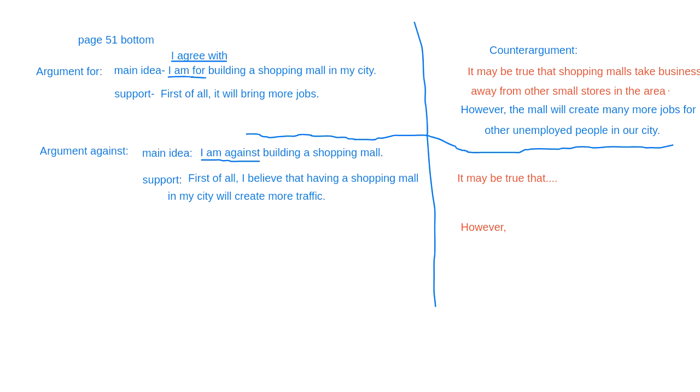It may be true that building a shopping mall could improve economics. However, it will create more traffic. Hey, I like that. And I'm going to use here the modal could, may, or might. So it may be true that a shopping mall could improve the economy. Okay, so that's one sentence. And then we give the counter argument. However, it will increase traffic.